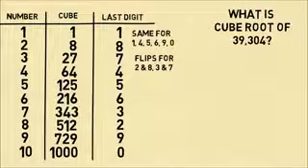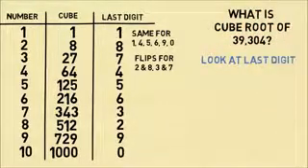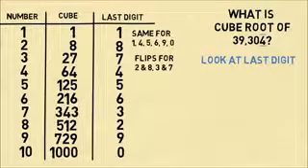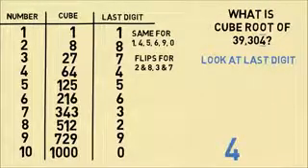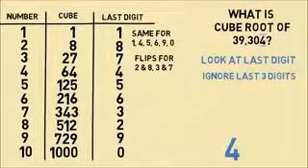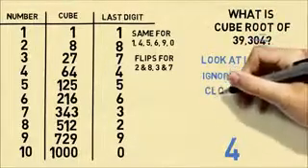What's the cube root of 39,304? The first thing I want you to do is look at the last digit. The last digit of 39,304 is 4, which we're going to put in a box. So we look up 4 in the last digit, and that corresponds to the number 4, so we write down the number 4. The next step is we ignore the last 3 digits of our number. So in 39,304, we're going to just ignore the 304.